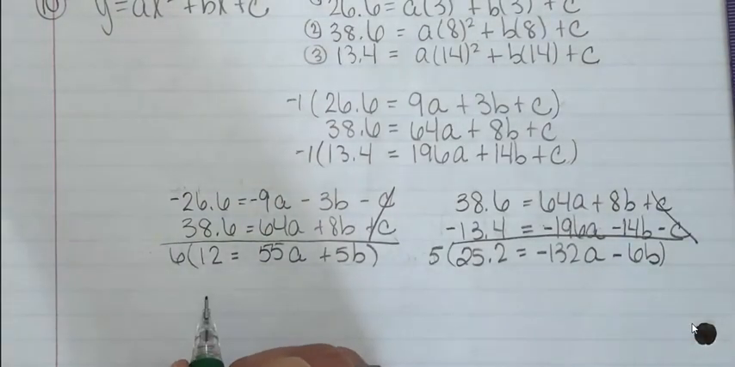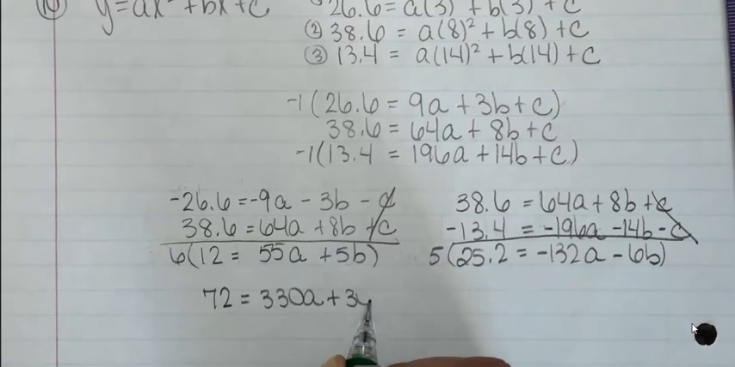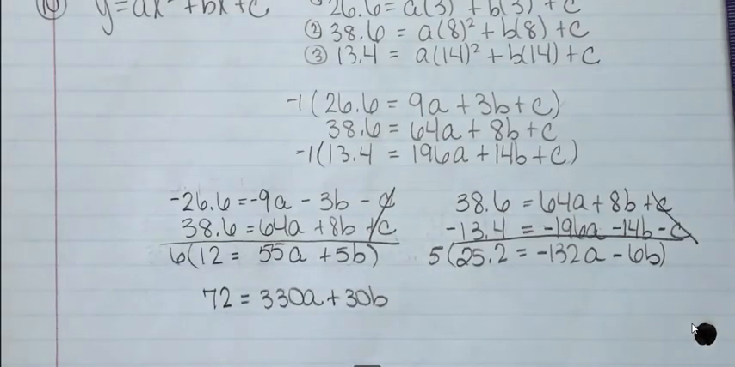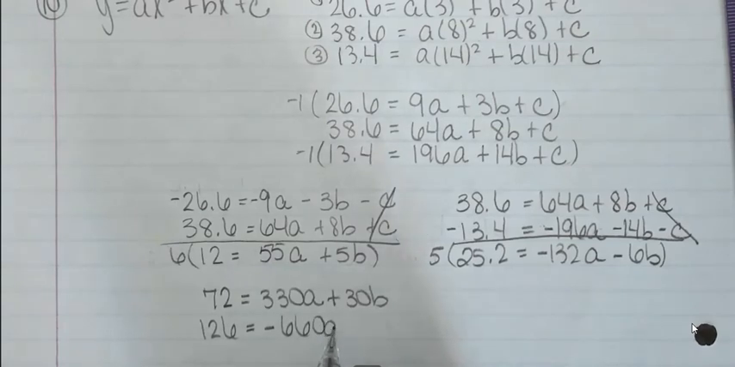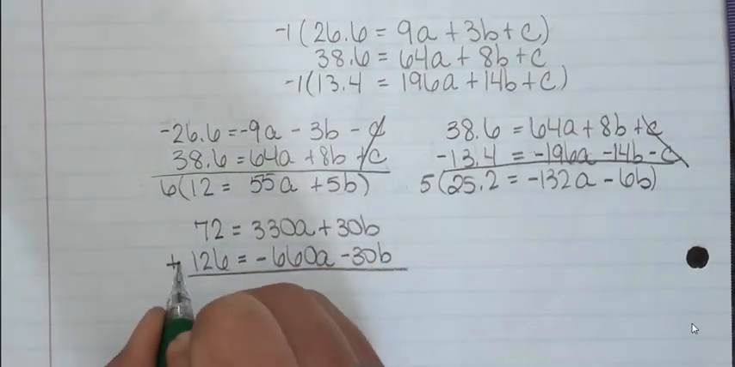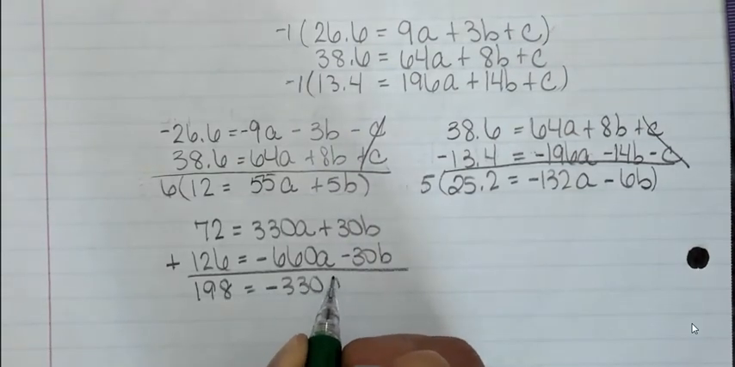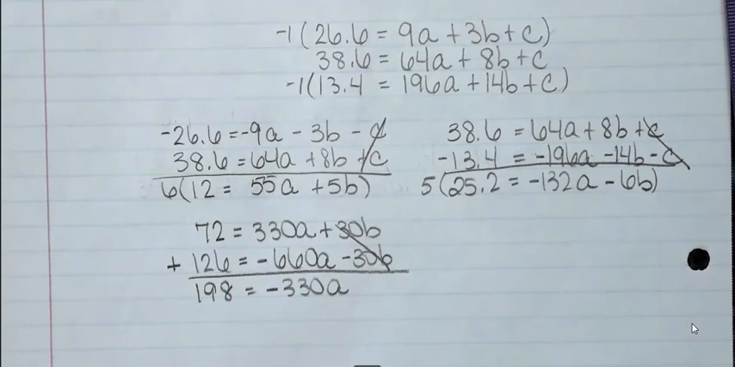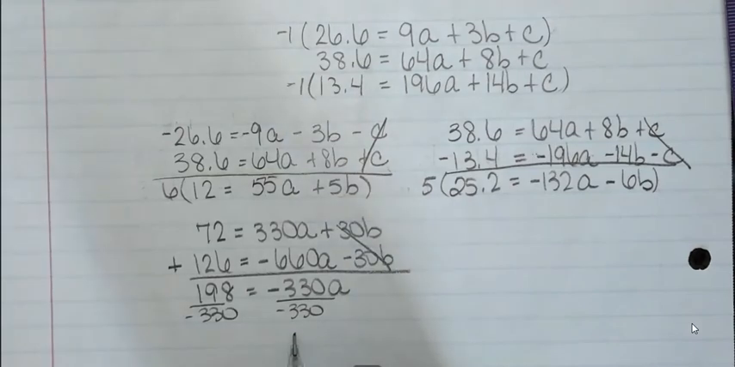All right, so I'm going to end up here with 72 equals 330a plus 30b. That's after I distribute that 6. And then doing the same thing here, distributing that 5, I end up with 126 equals negative 660a minus 30b. Combining those two together, I get 198 equals negative 330a, and the b's cancel out. So now I can solve for a. Dividing by negative 330, a is going to be exactly, believe it or not, negative 0.6.